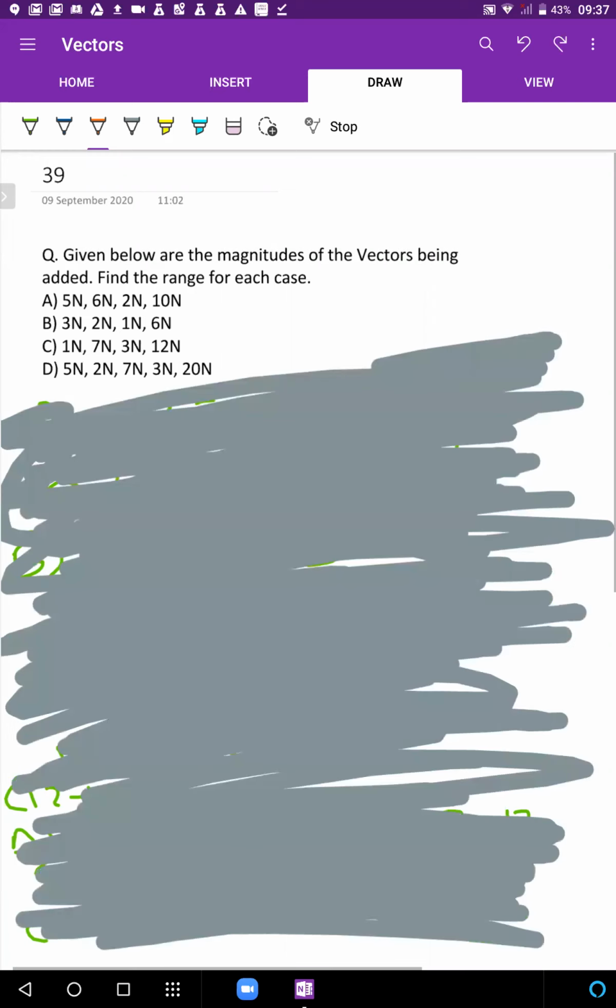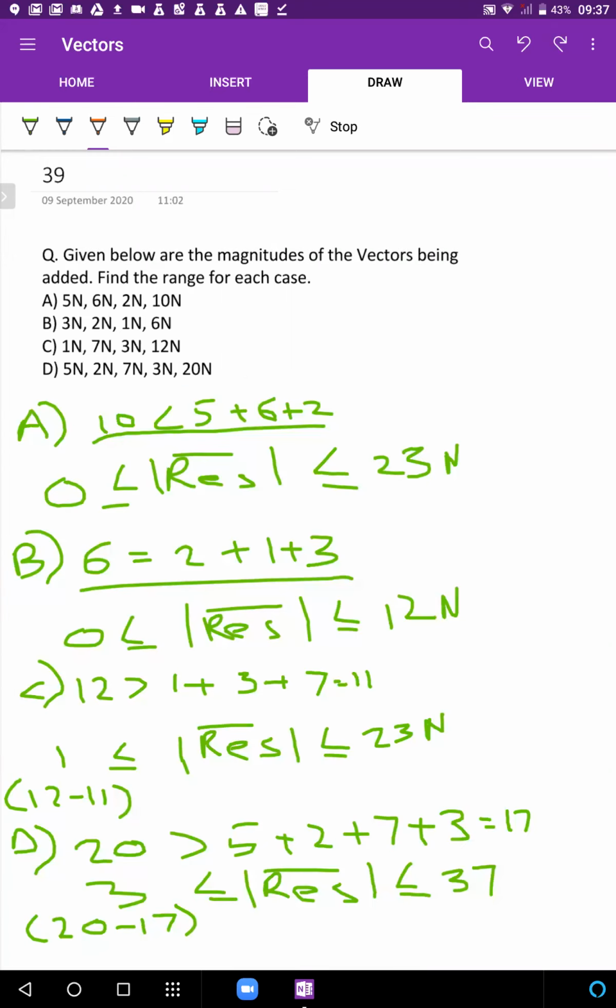And for the last one, this is 20. Sum of the remaining is 17, again bigger than the remaining. So the minimum value is 20 minus 17, which is 3. So this is going from 3 to total 37. Got it? Simple. Any doubt?